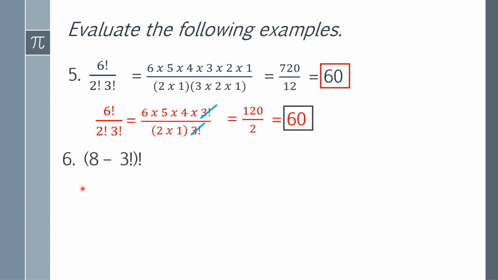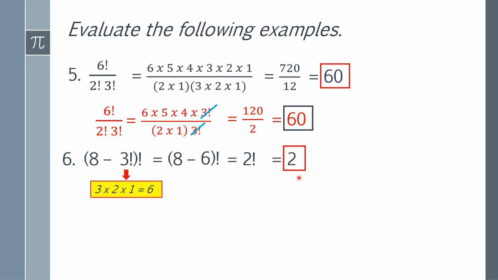For number 6, we have the quantity of 8 minus 3 factorial, factorial. So to get the answer, we need first to get the answer for this 3 factorial. We know that 3 factorial is 6. So we will have it here, 6. And then copy the factorial sign outside the parentheses. Next, 8 minus 6 is 2, and then we have the factorial. 2 factorial is 2, and that is our answer.